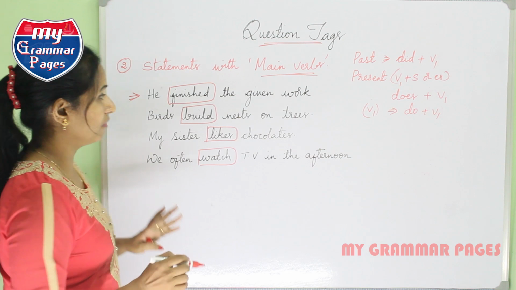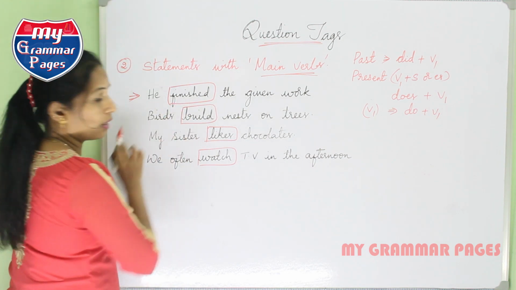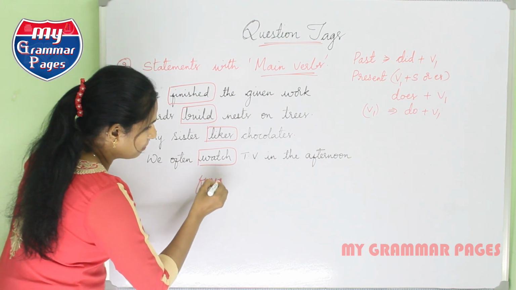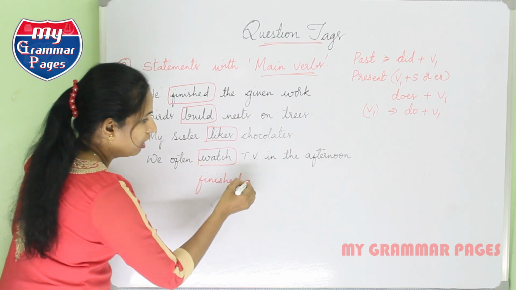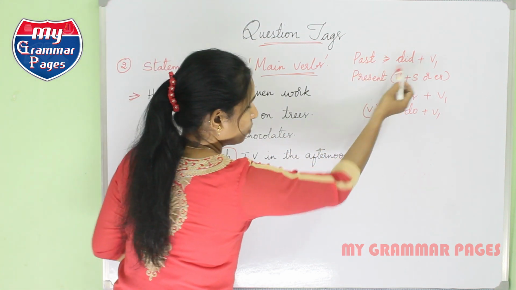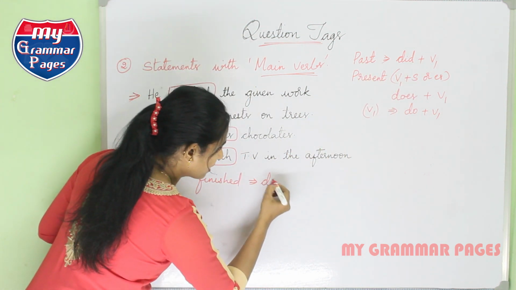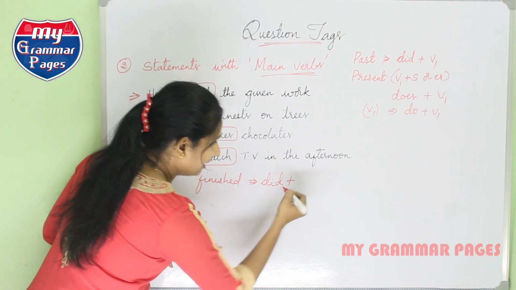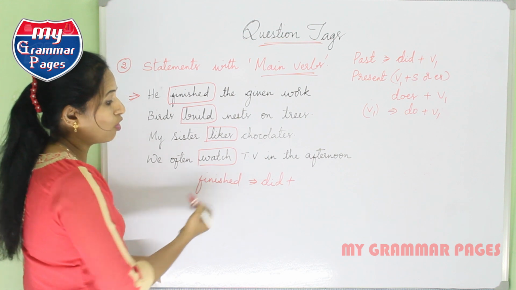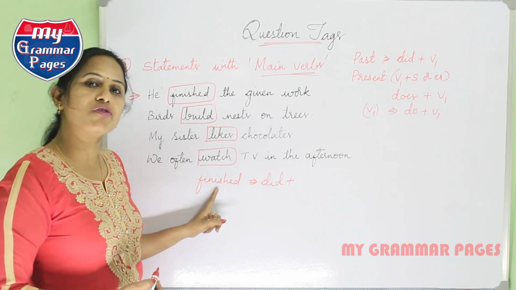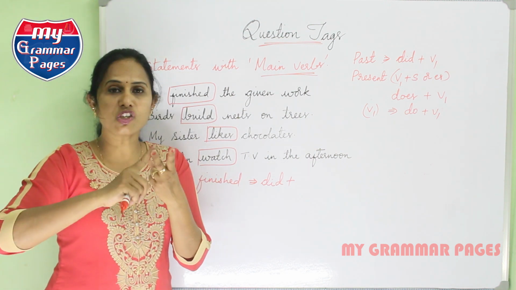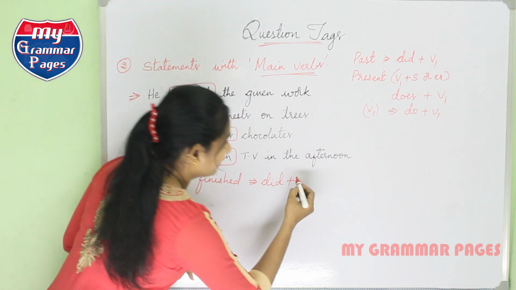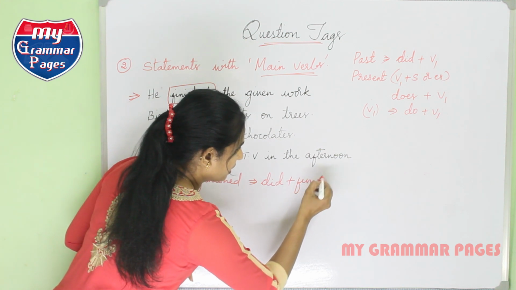Now let me tell you very clearly. This is the verb which we have taken, finished. Now finished is in past form. According to the rule, for the past tense, you need to take did. Did is the helping verb. Now let me take the base form, the V1 form of finished. V1 form of finished is finish, finished, finished. We are going to take the first form, that is the base form, so did plus finish.